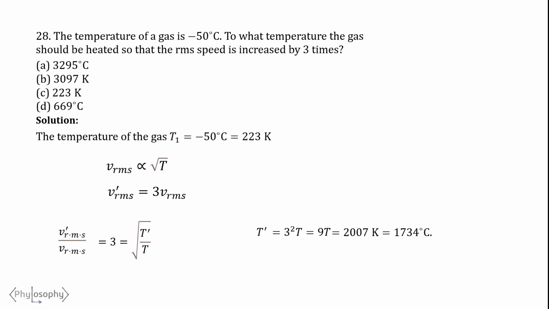But this doesn't match with any of the options given. So none of the options are correct. But if you consider that the velocity would rise to 4 times its initial velocity, then by using the same formula, you can get T prime equal to 3568 Kelvin or 3295 degrees Celsius, which matches with option A. So I think this is not a valid question. And according to the statement of the question, the correct answer should be 1734 degrees Celsius.